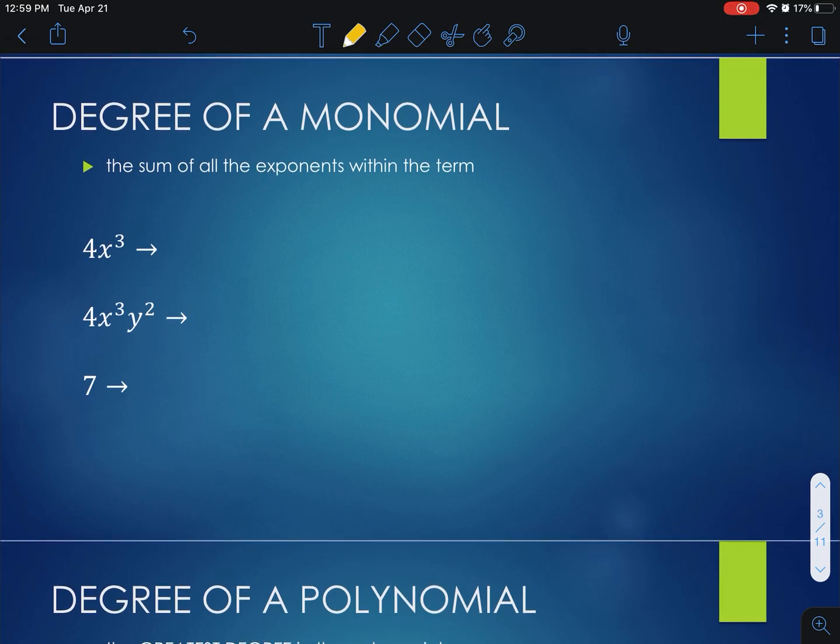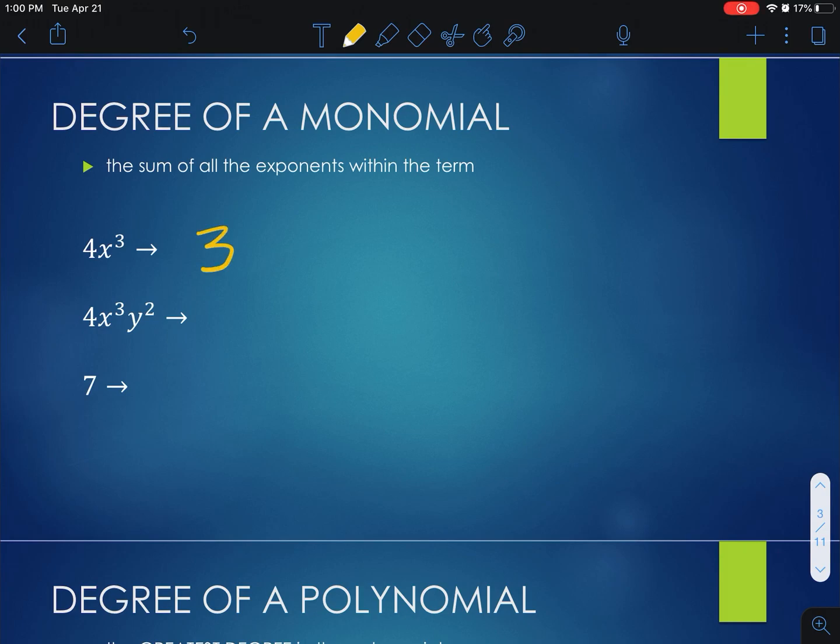Alright, so the first thing we're going to talk about is how to find the degree of a monomial. And the degree of a monomial is just the sum of all the exponents within the term. So in the first example, 4x cubed, there's only 3 as our only exponent, so that means the degree would be 3.